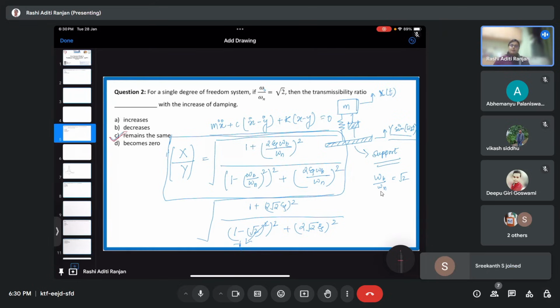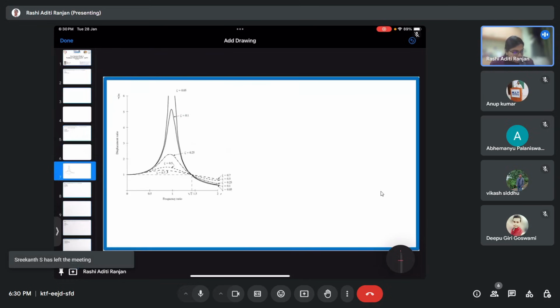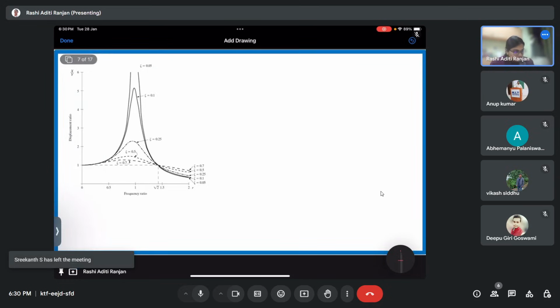We'll get to know that when omega b by omega n is equal to under root 2, which means that the ratio of the frequency at which the support is oscillating to the natural frequency of the spring mass system is under root 2, in that case the transmissibility ratio is actually independent of the damping parameter, and you can see that over here also, right? This graph I have taken from a book, which you can get in any mechanical vibration book.